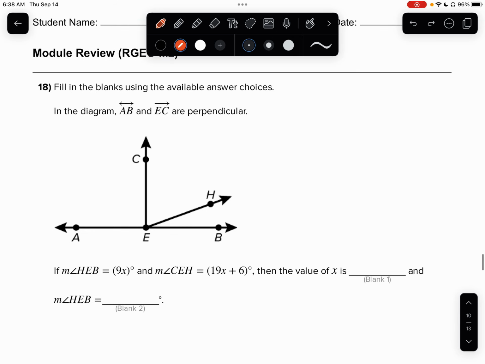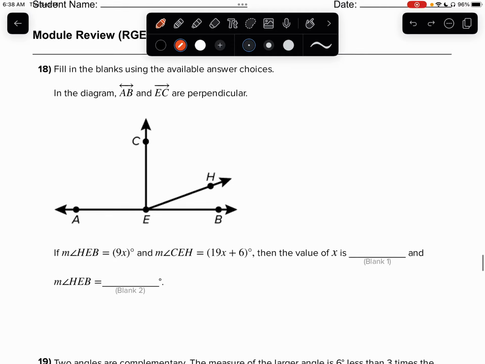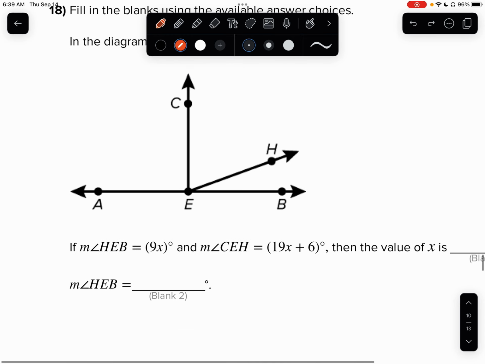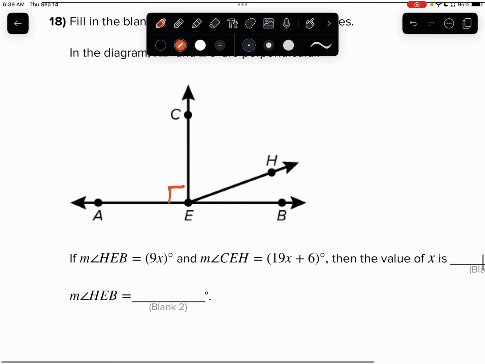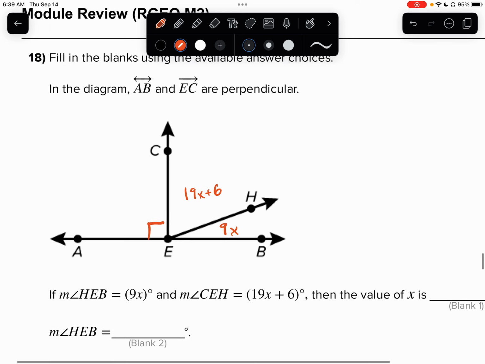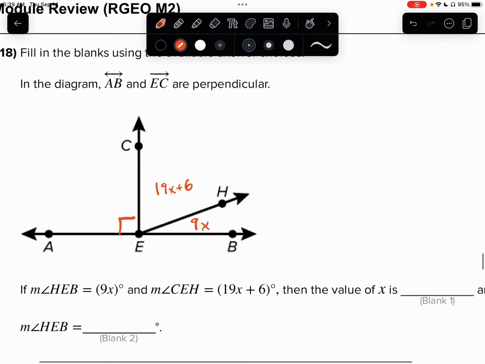Number 18. All right, this one seems kind of similar. Fill in the blanks using the available choices in the diagram. Line AB and ray EC are perpendicular. Okay, so that means this is a right angle. HEB is 9x. CEH is 19x plus 6. Then the value of x is, and measure of angle HEB.